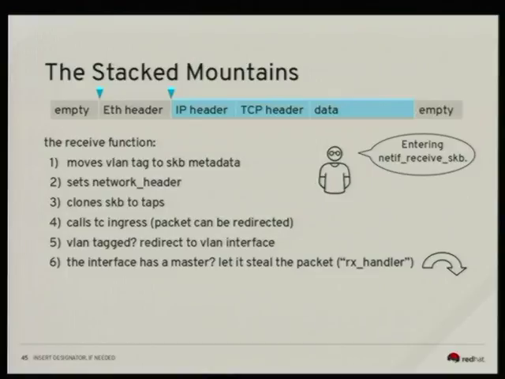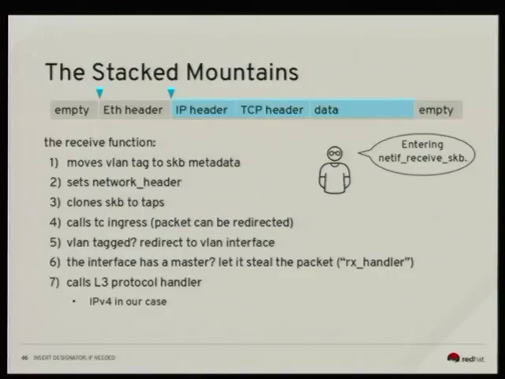Next, we look whether the interface has a master interface. So if you have an interface in a bridge, the bridge is master. So the bridge steals the packet and the processing ends. The packet is routed elsewhere, to the bridge. No further processing is done for such a packet.